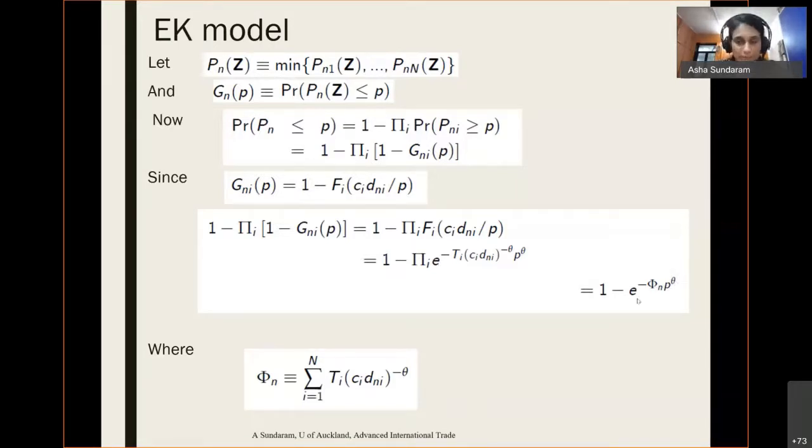Now, I know this is a little overwhelming, but I want to spend some time on this phi_n. So what is the meaning of phi_n here? If you look at phi_n, it's nothing but a sum of T_i C_i d_ni to the power negative theta. So in a sense, it is the average cost. You're summing across all the different countries, so it's getting at the overall cost that other countries have to incur to supply the cars to India. You can think of it intuitively as a sort of overall cost of obtaining this product from abroad. It's an average across all these varieties coming from the different countries. I'll talk a lot more about this phi_n as we go along, especially when we do gravity.